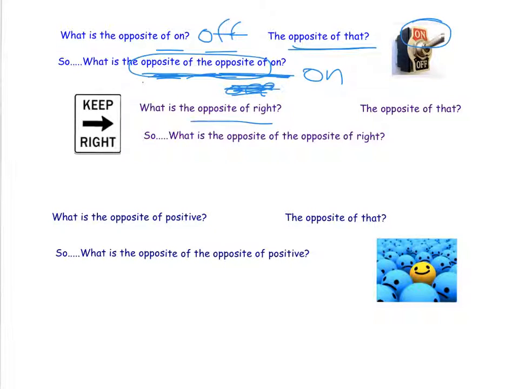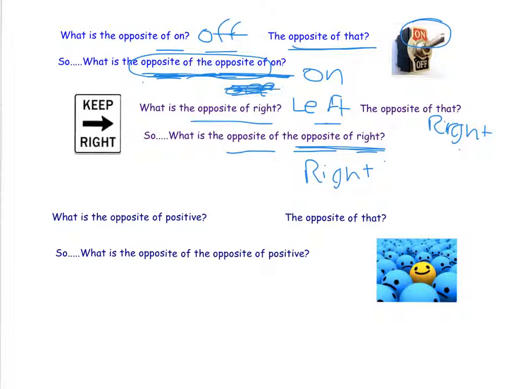What's the opposite of right? We know that is left. So what is the opposite of that? Of course, that would be right. So the opposite of the opposite of right has to be right. And here again is why. The opposite of right is left, and the opposite of that is back to right.